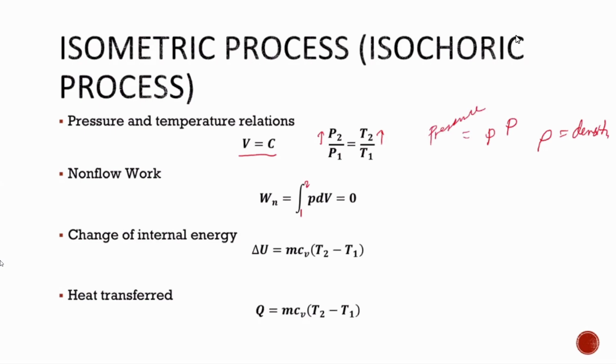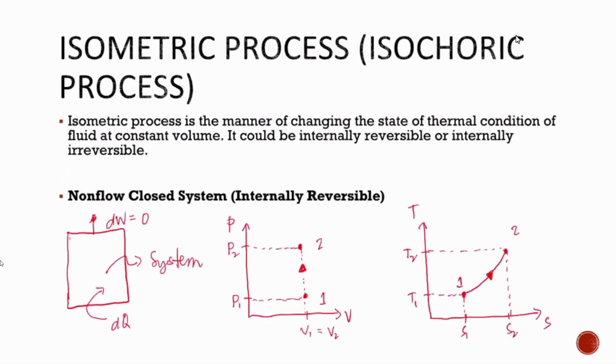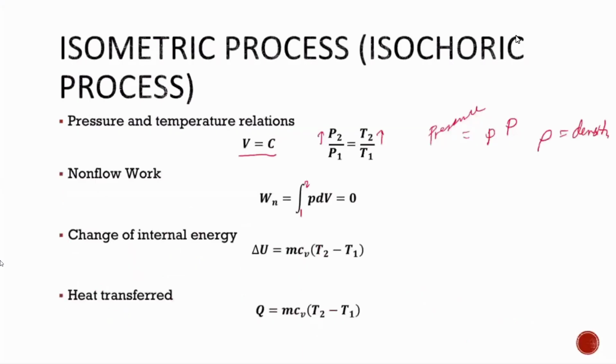So, kanina dun sa diagram, sabi natin that the dW, or the change in work, is equal to 0, which means that the non-flow work or PdV from state 1 to 2 is equal to 0. So automatically, kapag hinanap sa inyo or tinanong, determine the non-flow work of this process, and nakita ninyo hindi nagbago or constant ang volume, automatically the non-flow work is equal to 0.